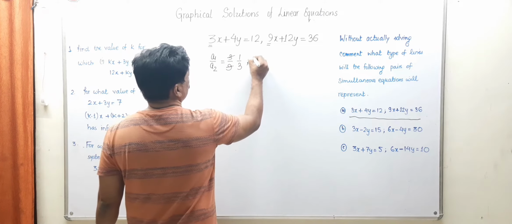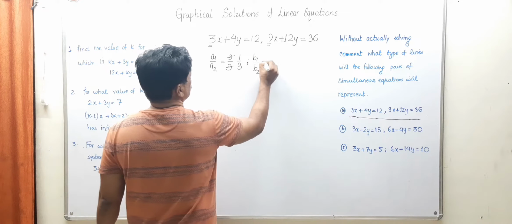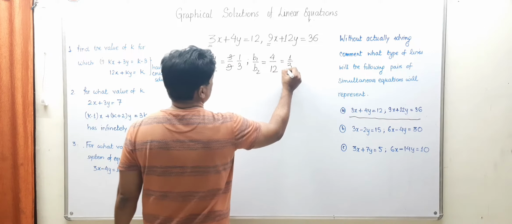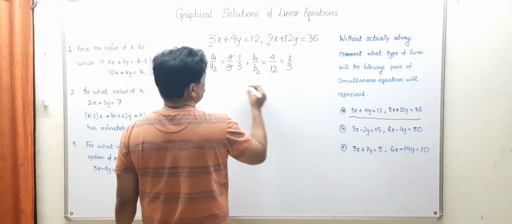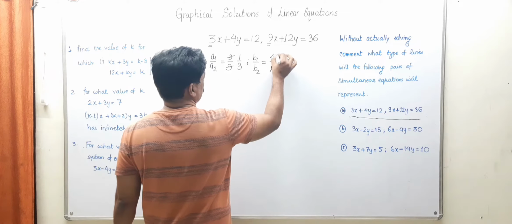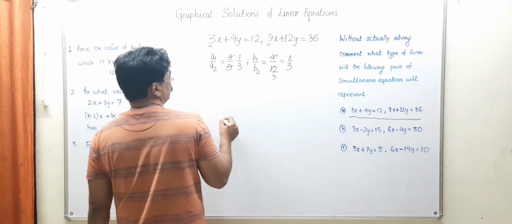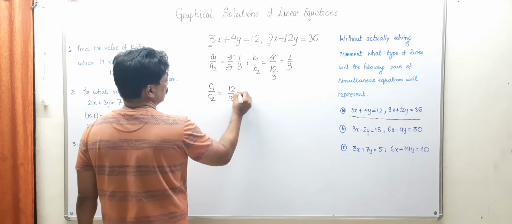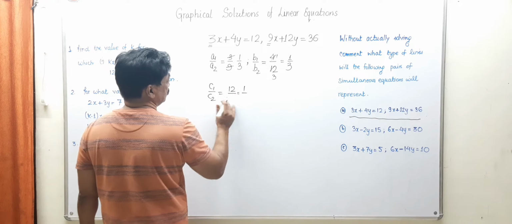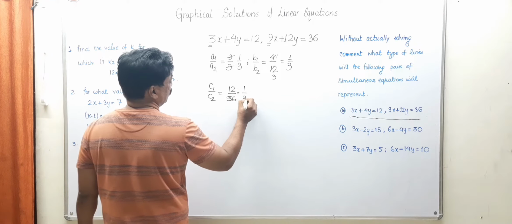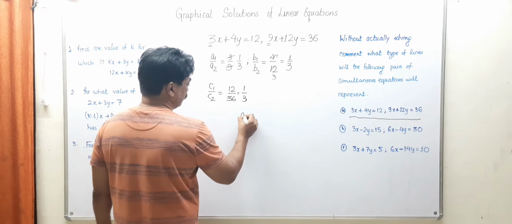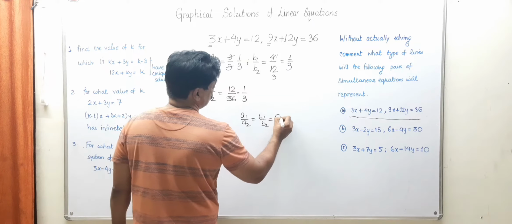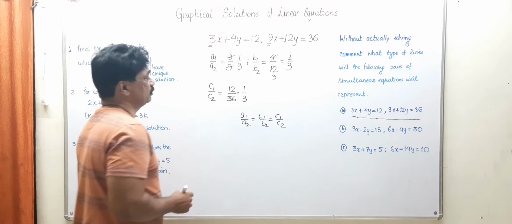Then I will find b1 by b2, that is equal to 4 by 12, that also is equal to 1 by 3. And then I will find c1 by c2, that is equal to 12 by 36. So that will be also 1 by 3. So that means here a1 by a2 is equal to b1 by b2 is equal to c1 by c2. All of them are equal to 1 by 3.